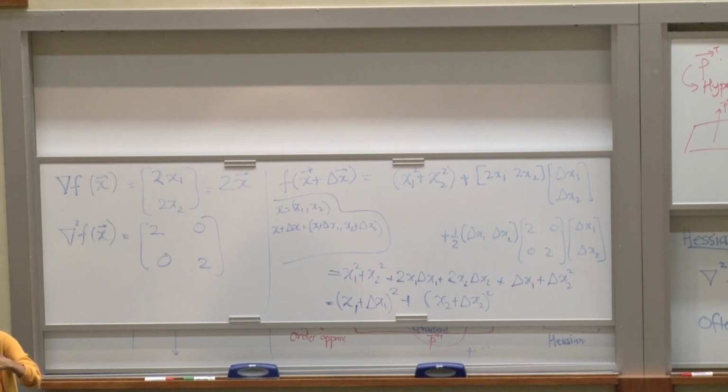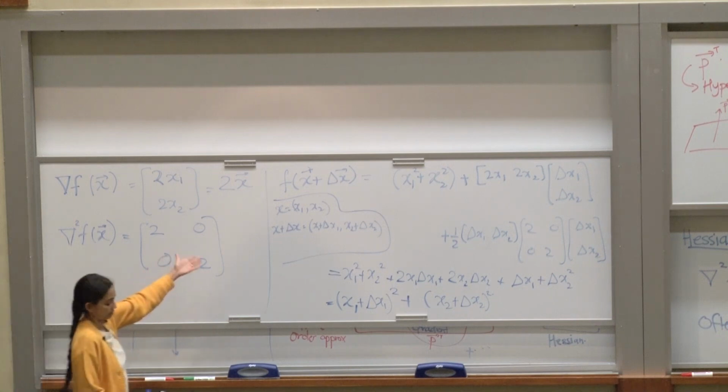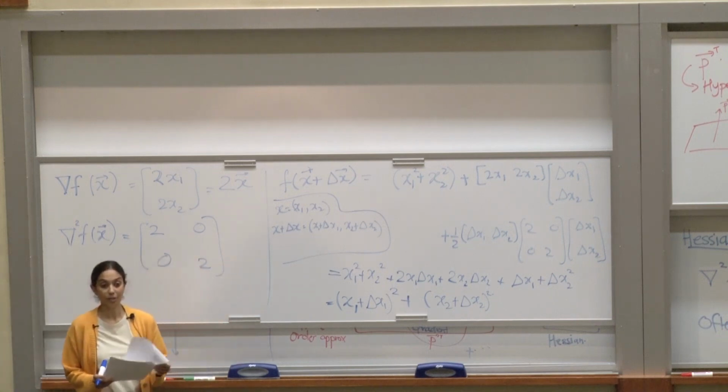Could you have guessed the error in your approximation without doing this calculation? Yes. Why? It's a quadratic, right? So of course, what is the best quadratic approximation to a quadratic function? It's the quadratic itself. So, good. Basically, everything works.